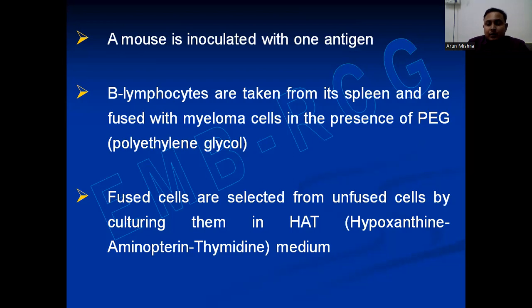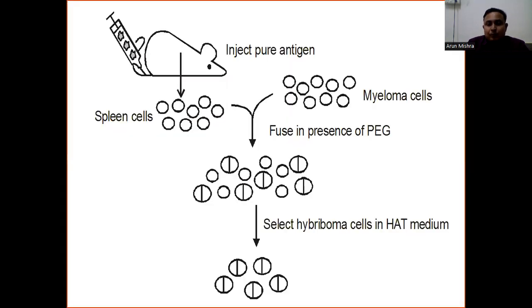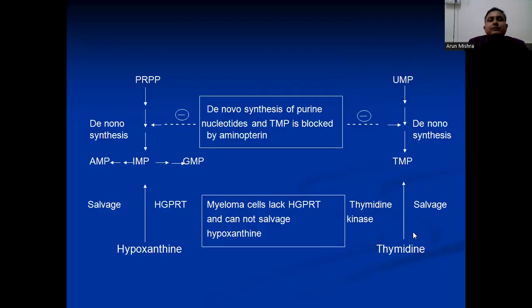hypoxanthine, aminopterin, thymidine medium. You can see here diagrammatically, as I was telling you, injection of pure antigen into the mice, removing the spleen cells from the mice, adding myeloma cells, fusing them with PEG, selecting hybridoma cells in HAT medium, and we have our antibodies.